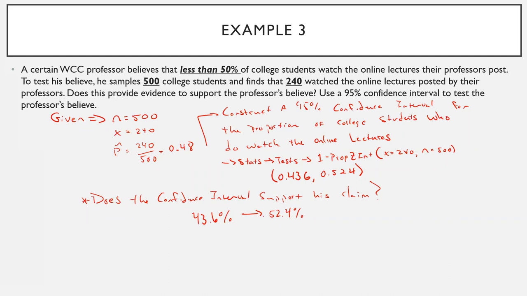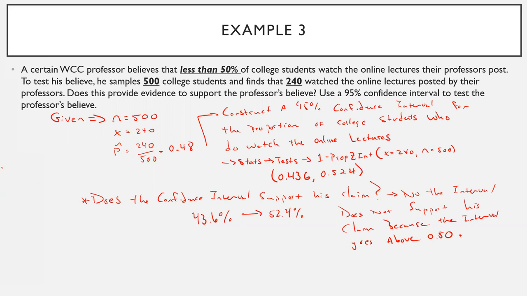So could it be a number that's greater than 50%? Is 51% a possible value? Yeah, it could. 52 is a possible value. 50.05% is a possible value. So even though we got a proportion of 48%, it doesn't provide enough evidence to say for sure it's less than 50%, because the real value, just by looking at our confidence interval, could be above 0.50. So no, the interval does not support his claim, because the interval goes above 0.50.